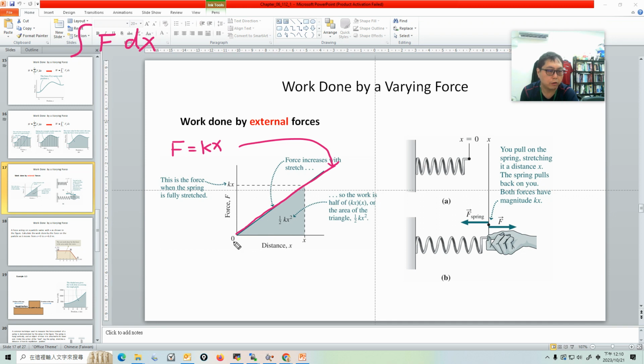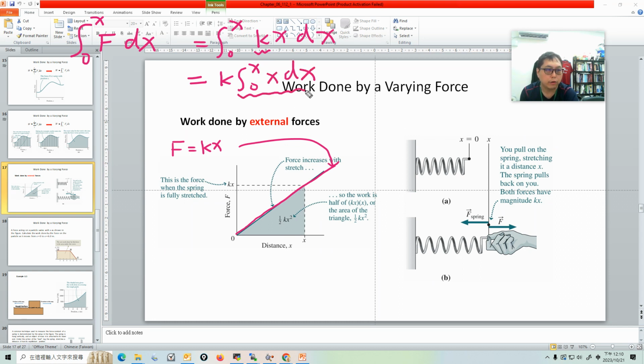from 0 to x, so you have the range 0 to x. So this will be the integral of kx dx. For the integration, the constant can factor out, so you will have k times the integral of x dx.